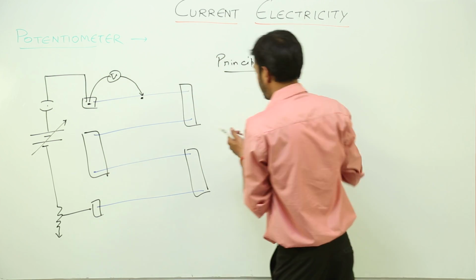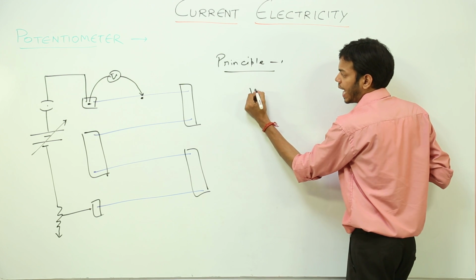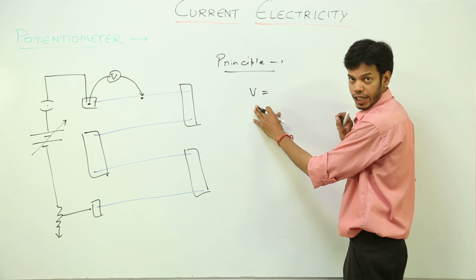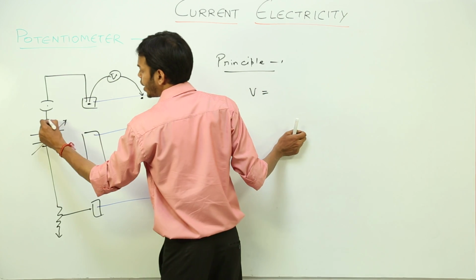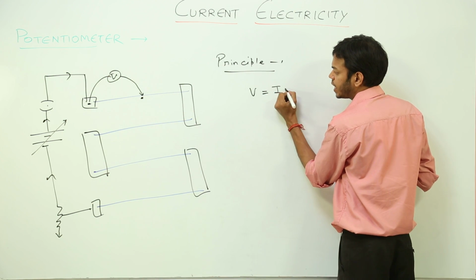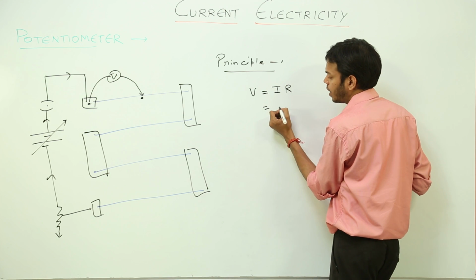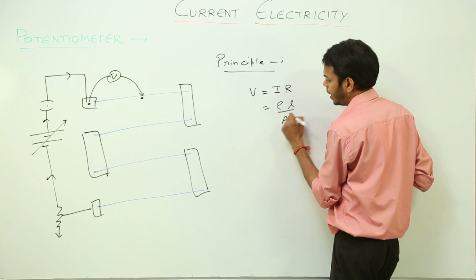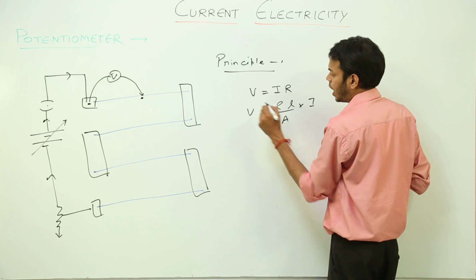So principle, look at the principle. What we are finding out, we are finding out voltage or potential difference, but what do we have in the circuit? We have a constant current flowing in the circuit, right? We also know the formula V is equal to IR. If I expand the term R, I have rho L upon A, which is R into I, right? This was the formula of R.